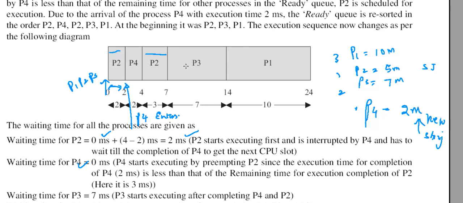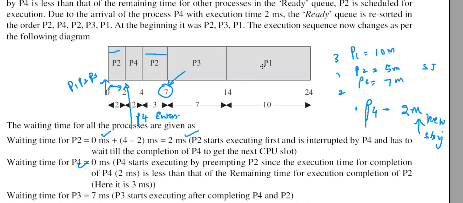Okay, next, what is the waiting time for P3? P3 should wait for P2 to complete and P4 to complete. P4 is 2 milliseconds, P2 is 5 milliseconds. So totally 7 milliseconds. That is the waiting time for P3.